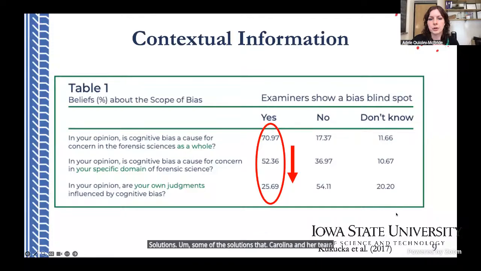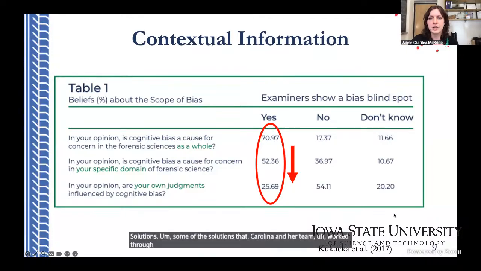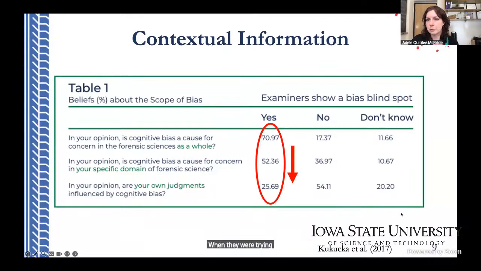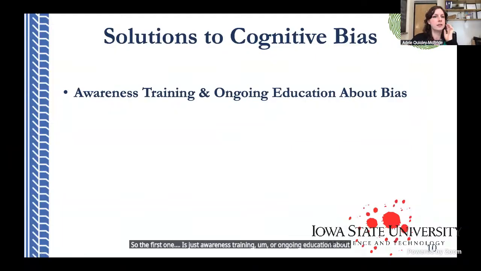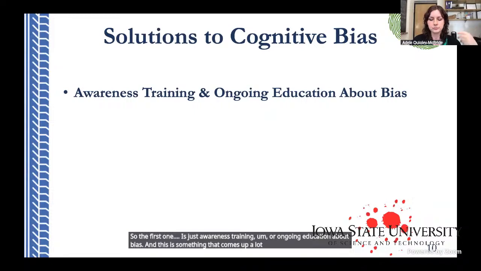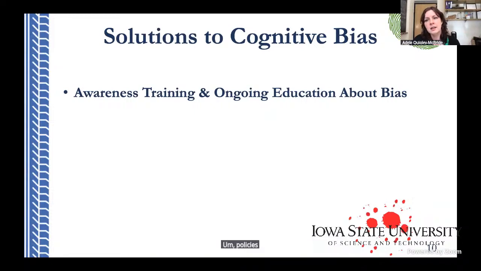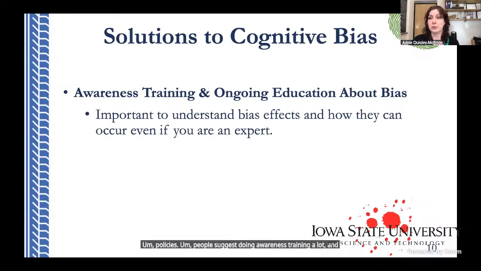Now I'm going to get into some of the solutions that Carolina and her team worked through and considered when they were trying to see what they could implement. So the first one is just awareness training or ongoing education about bias. And this is something that comes up a lot in policies. People suggest doing awareness training a lot, and awareness training is really great.